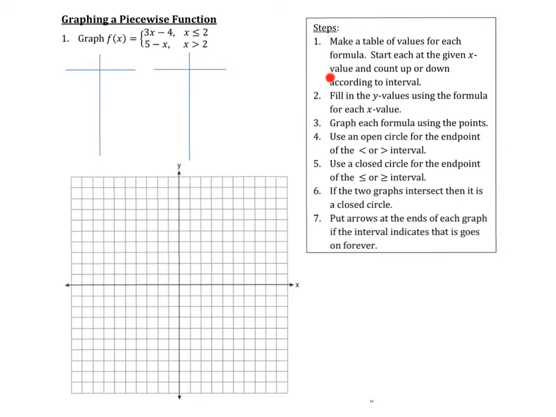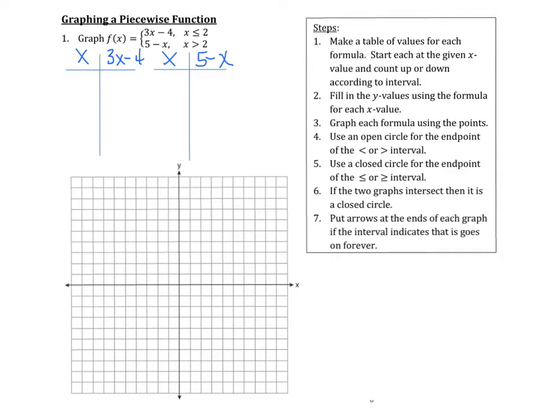First thing we have to do is make a table of values for each formula, starting at the given x value and counting up or down according to the interval. That first step is really important. Each of these formulas gets its own table of values. So if I have two formulas, two tables of values. x is on the left-hand side for both of them, and then the right-hand side is the formula name. So I have 3x minus 4, and I have 5 minus x.